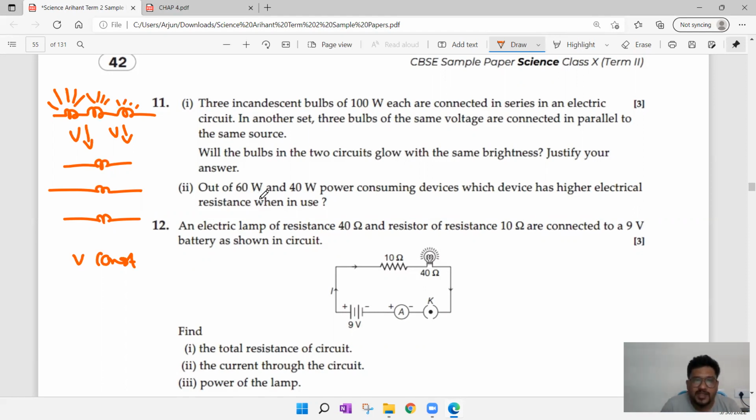Number 2. Out of a 60 watt and a 40 watt power consuming device, which device has greater electrical resistance? It is a quite simple answer. Power is inversely proportional to resistance.